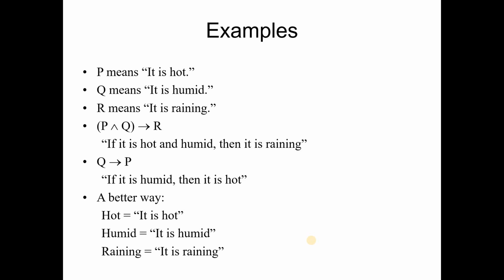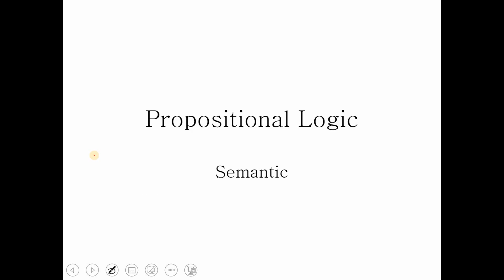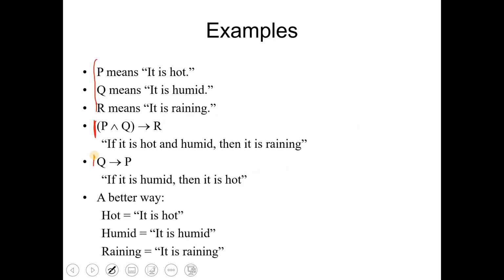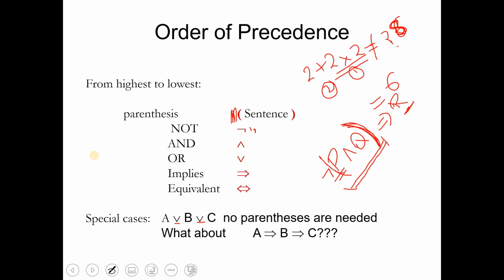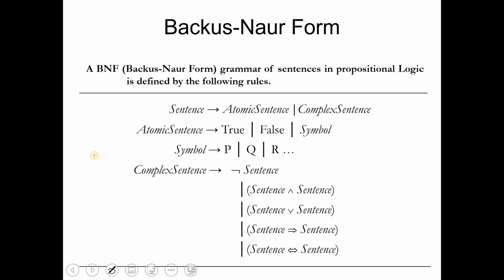Some more examples. So these are the symbols and the meaning of the symbols. Then over here I have got one sentence. So this is the same as you saw previously. Another one you see over here, Q implies P, it is humid. If it is humid, it's hot. I think it came before. All these examples came before. So this was till now the syntax that we defined. Syntax is more formally, more clearly defined using the BNF, Backus-Naur form.